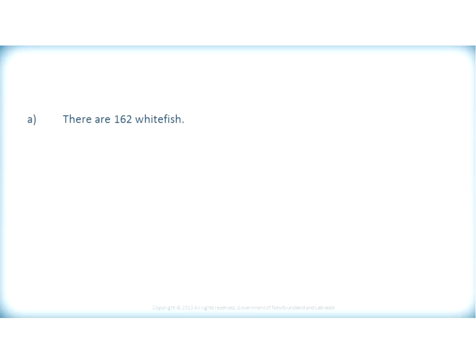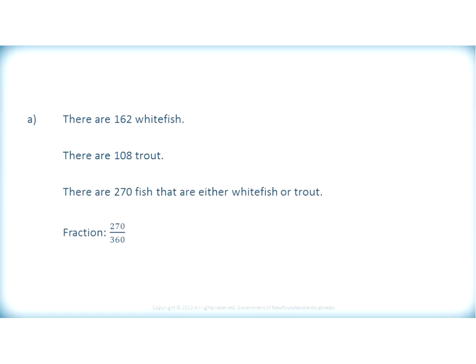In question A, we want to determine the probability of catching either a whitefish or a trout. We know that in the lake there are 162 whitefish and there are 108 trout. That gives us a total of 270 fish that are either whitefish or trout in the lake. So the probability of catching either type of fish, written as a fraction, is 270 of those fish out of the total amount of fish that are in the lake, which is 360.